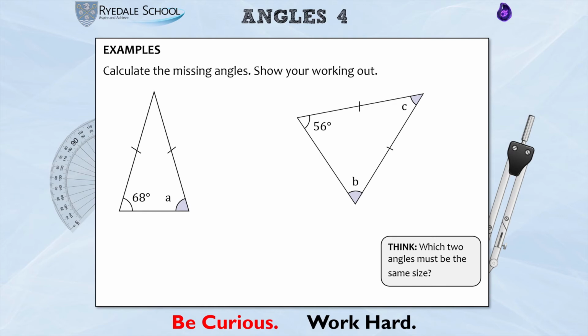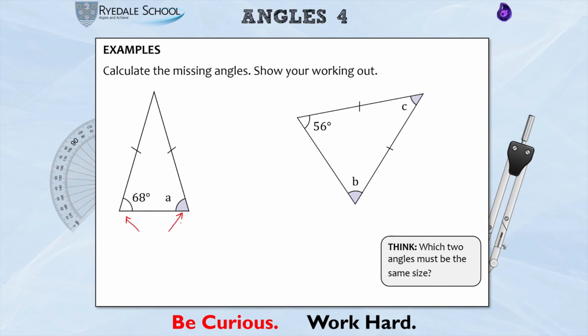So, examples: calculate the missing angles, show your working out. And my top tip, if you are dealing with an isosceles triangle, is always think about which two angles must be the same size. Well, first of all, how do we even know that this is an isosceles triangle? Well, it's because we have the little whiskers. Two whiskers on two sides, those two sides are the same length. It is isosceles.